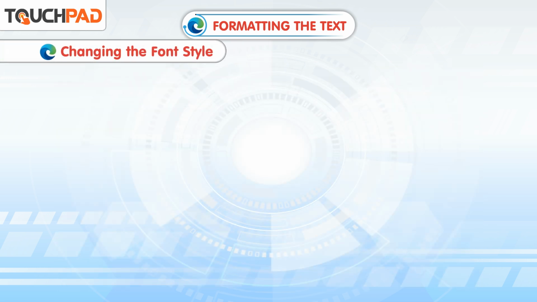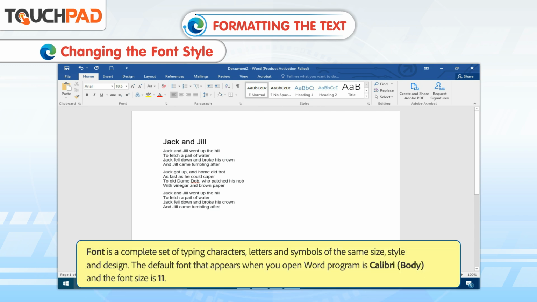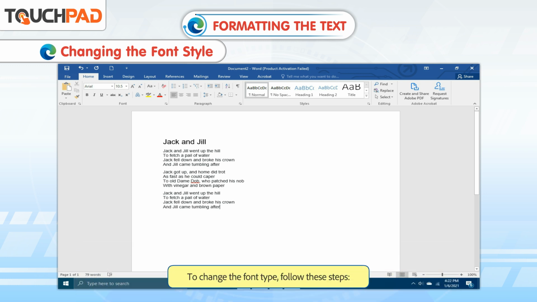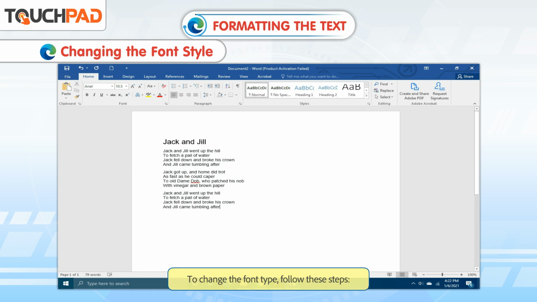Changing the font style. Font is a complete set of typing characters, letters and symbols of the same size, style and design. The default font that appears when you open Word program is Calibri Body and the font size is 11. To change the font type, follow these steps.